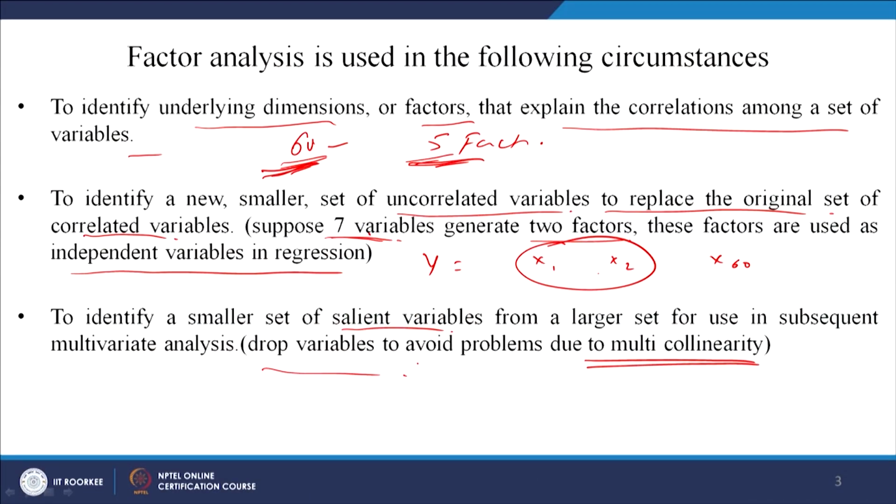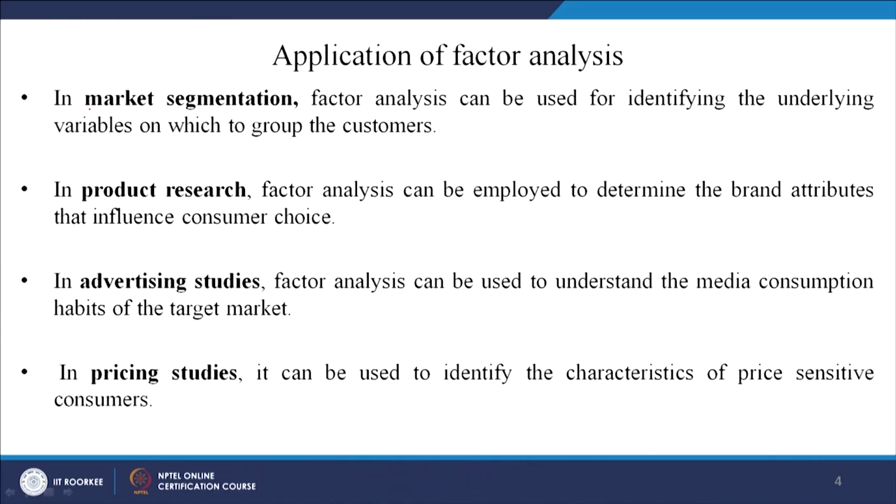So, it helps you to drop variables after understanding where there are extremely strong correlations. Okay. Some areas of application of factor analysis: market segmentation. In market segmentation we use it to identify the underlying variables on which to group the customers. How do you want to group the customers? Let us say on psychological traits you can form 2-3 psychological groups and say this group needs this kind of service or product and that group needs that kind of product. That is how you segment the market, although classically we use cluster analysis for market segmentation, but factor analysis also can help you.